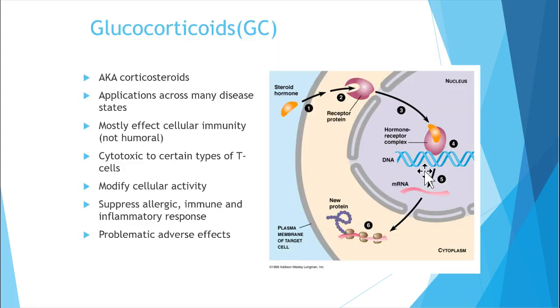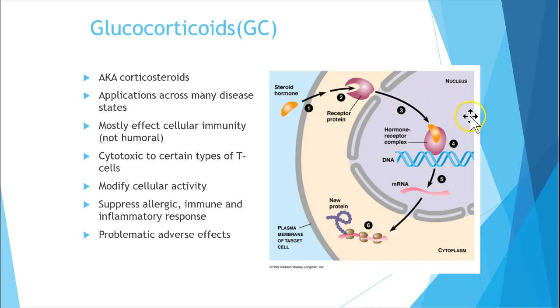So glucocorticoids, again, we call them steroids or corticosteroids. It's all the same name. Again, lots of applications out there. They mostly are going to affect cellular immunity, which is not humoral immunity. And so your steroid hormone is going to move through into a specific receptor. So steroids work intracellularly, and glucocorticoids actually work with a glucocorticoid receptor. There's a receptor built in certain cells to interact with cortisol itself.